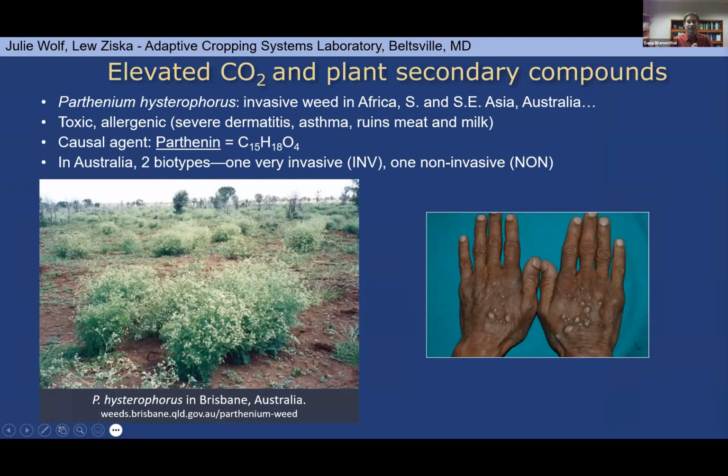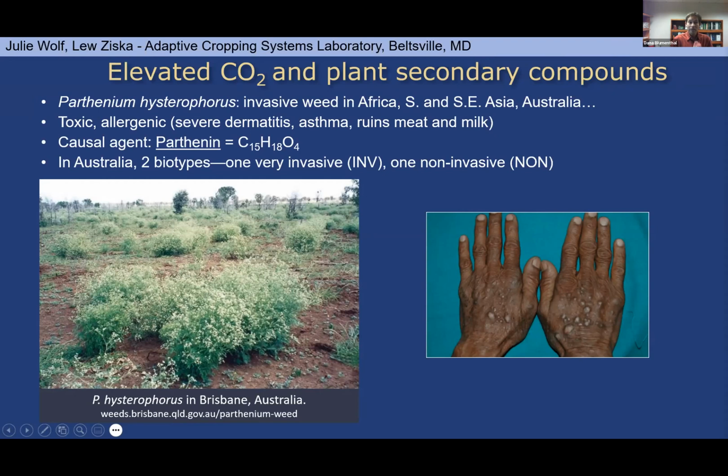Another thing that elevated CO2 can do is it can mess with plant chemistry. You get more carbon coming in relative to, say, nitrogen or other nutrients, then that can change the way the plant is made. And in this particular example, we have a weed, Parthenium hysterophorus, which is invasive in Africa, Asia, and Australia. It's toxic because it produces parthenin, which causes dermatitis, as you can see here, and an array of other problems, including ruining meat and milk.